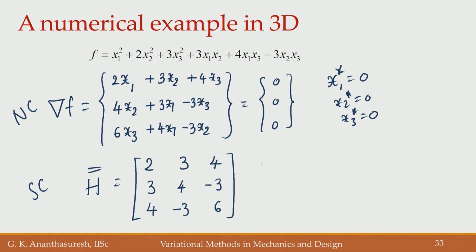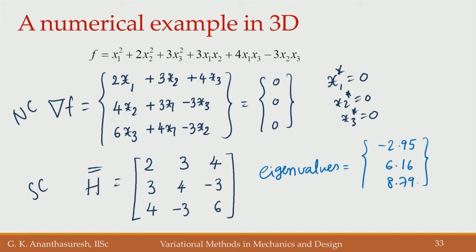Now, we have to look at the eigenvalues. So, eigenvalues of this matrix which I have computed ahead of time are these here. So, one is minus 2.95, 6.16 and 8.79. These are the 3 eigenvalues for this matrix. This is negative, these two are positive, so mixed signs. So, this matrix is indefinite.